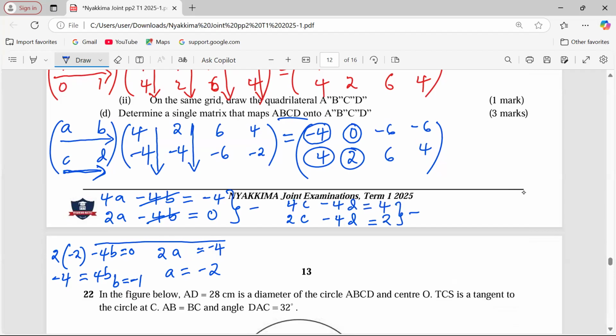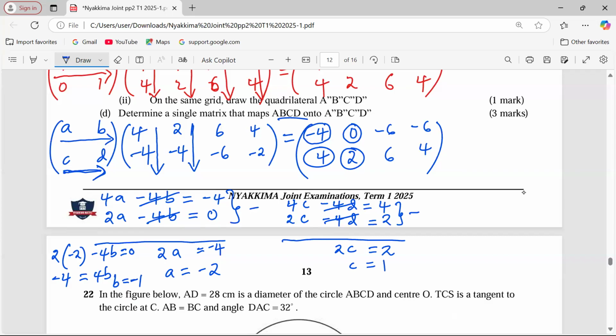So we can again eliminate D by subtracting. 4 minus 2 is 2, -4D minus a -4D, that one becomes a 0. Then 4C minus 2C becomes 2C, so that the value of C is 1.